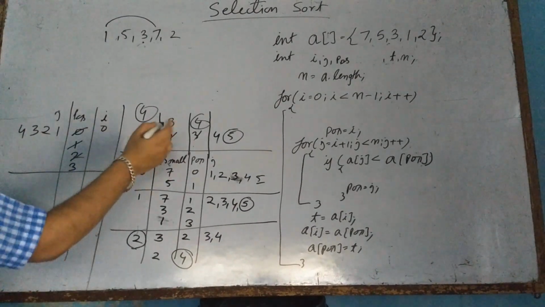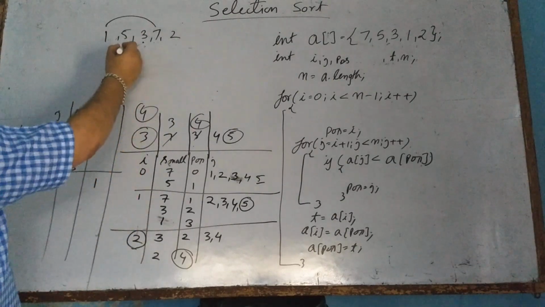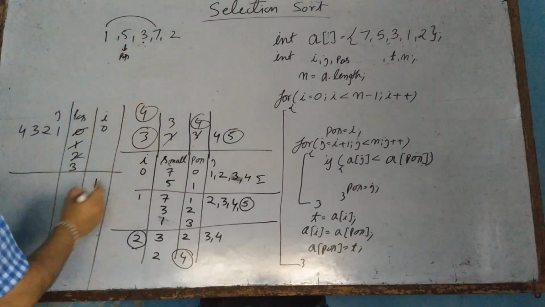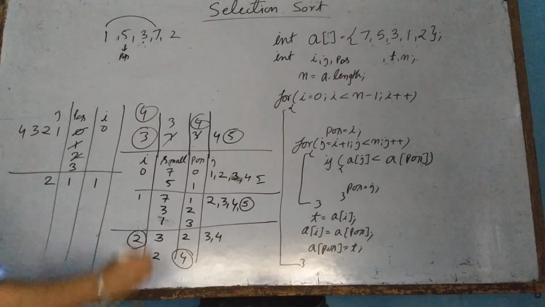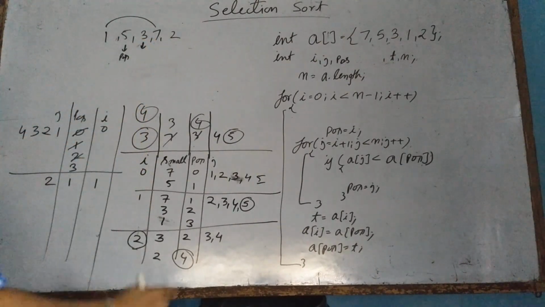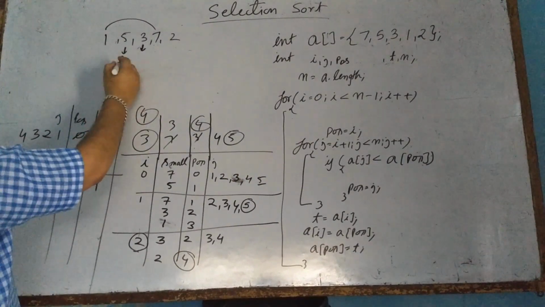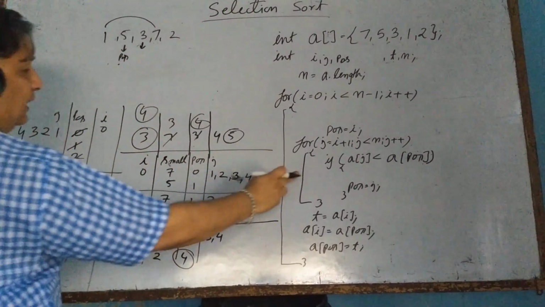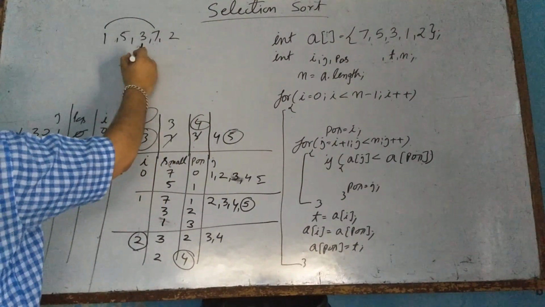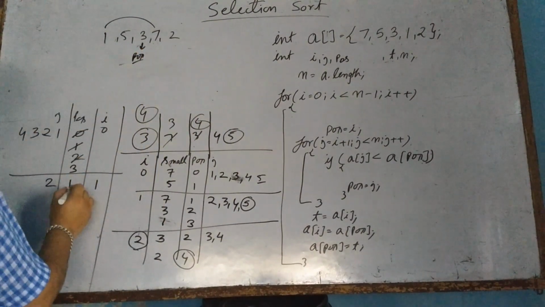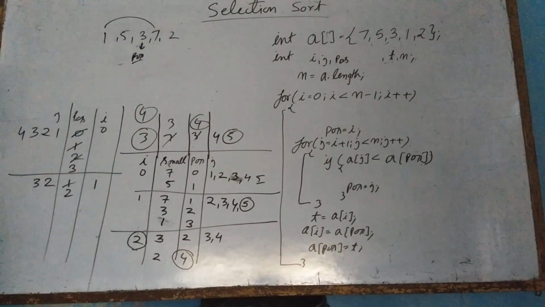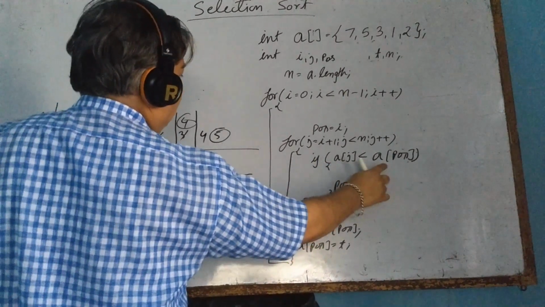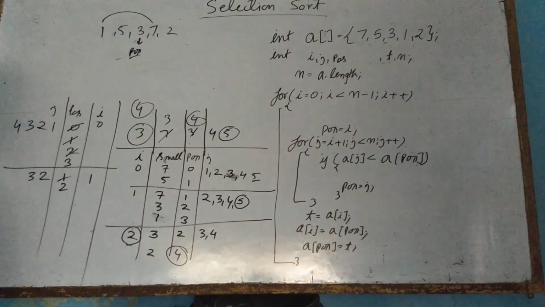Then when I becomes 1, POS equal to I, POS will become 1. The loop of J will start from 2. What is at index number 2? 3 is found and compared with the value at POS. This condition is true, so POS will change. POS will start pointing to 3. Then the value of J is 3 now. What is at index number 3? 7. Is 7 less than the number at POS, that is 3? False.